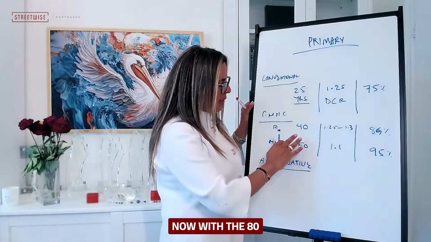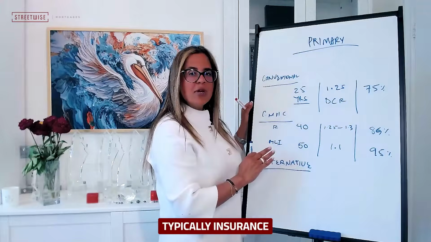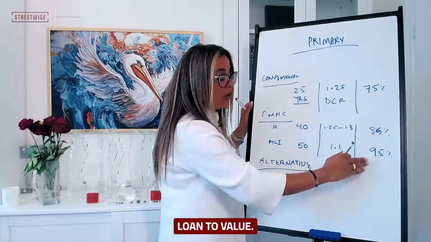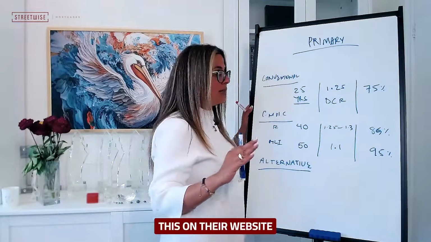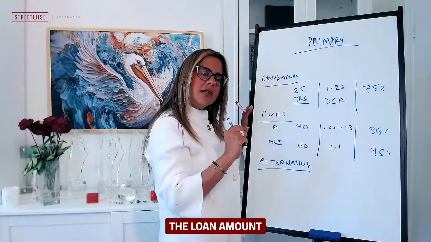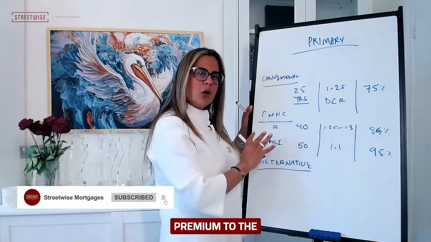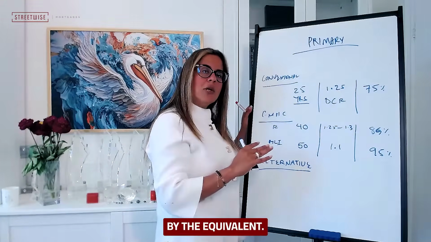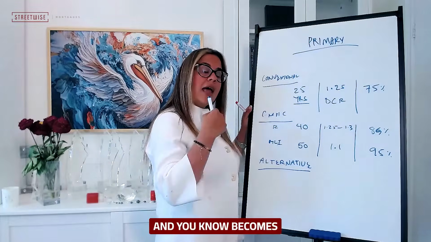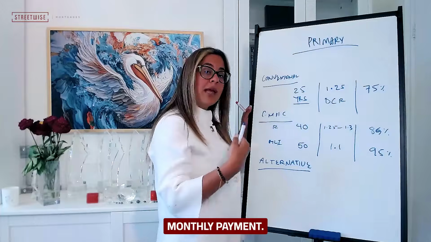Now, with CMHC, there is typically an insurance premium involved. So depending on the loan to value, and you can find this on their website, CMHC will add a percentage of the loan amount as an insurance premium to the loan. It gets blended into the loan. You don't pay for it up front. It gets added to the loan and becomes part of your monthly payment.